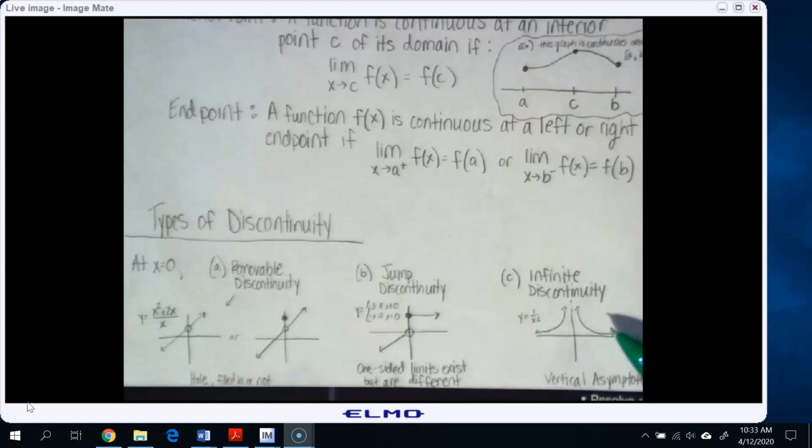And then the other main type of discontinuity we see is infinite discontinuity. That's basically when you have a vertical asymptote, because it means the graph is going on forever towards positive or negative infinity. So here's an example of that.